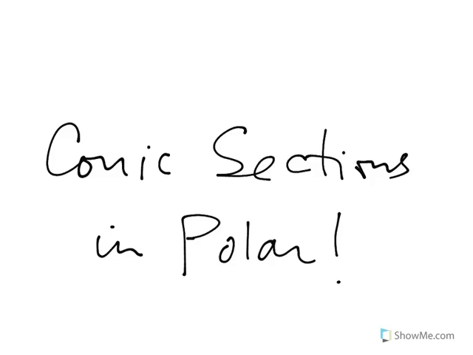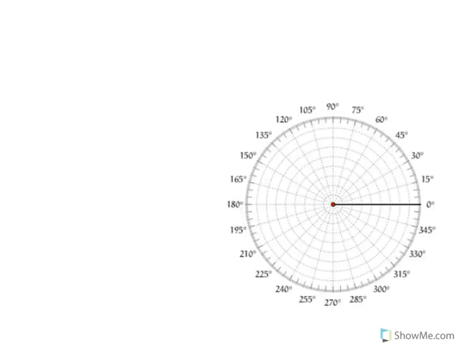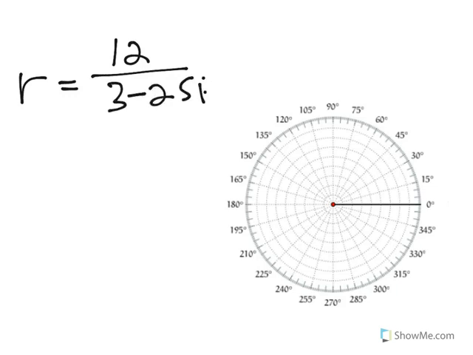This video is about how the conic sections, the parabola, the ellipse, the hyperbola, have polar equations which don't look anything like the rectangular equations for the same shapes, and I'm going to take you through what those look like. Here's a very difficult looking equation: 12 over 3 minus 2 sine theta.